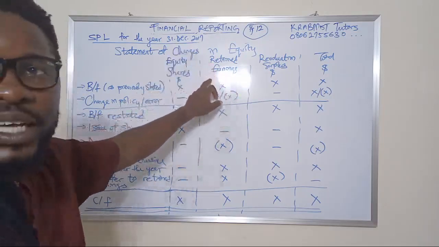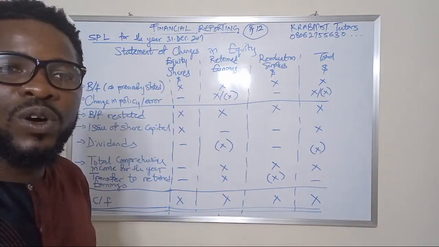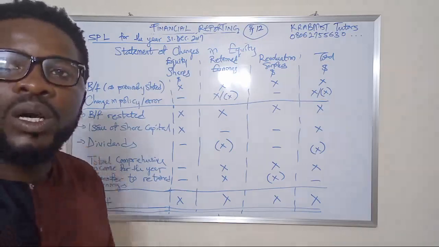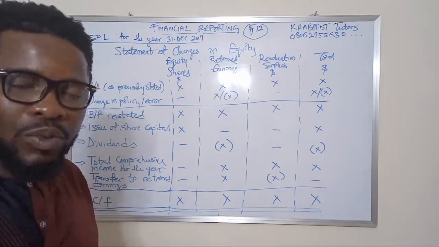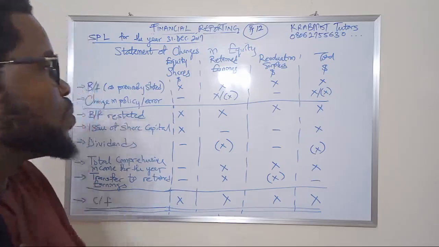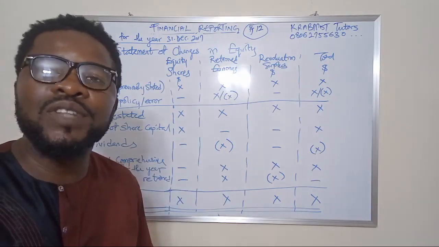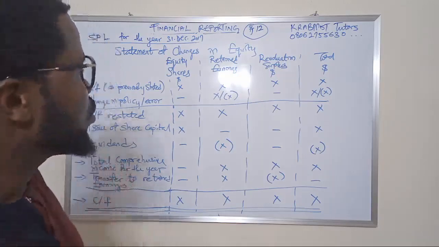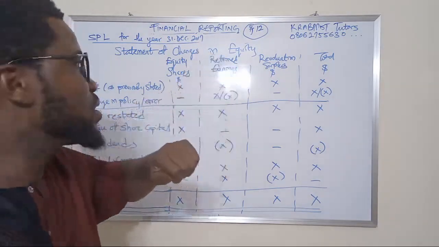You know what retained earnings mean? When you have your statement of profit and loss, when you are done, you take the profit for the year and you add it up to the retained earnings, which is reflected in the statement of financial position. So it's like where you dump your profits.